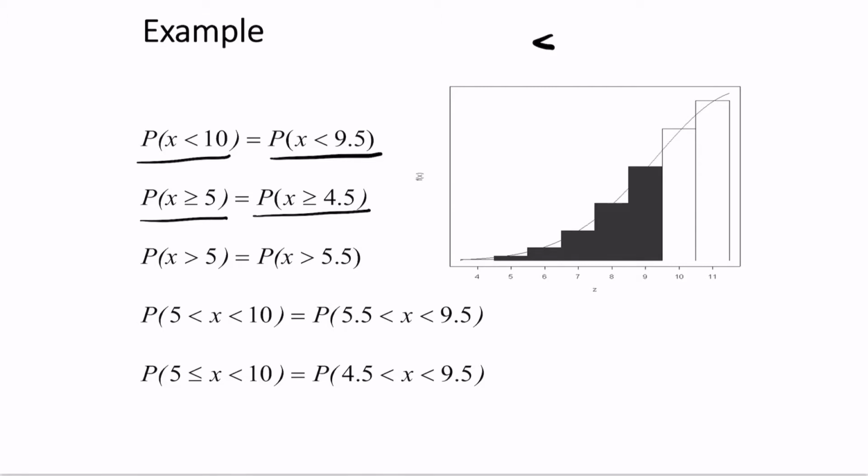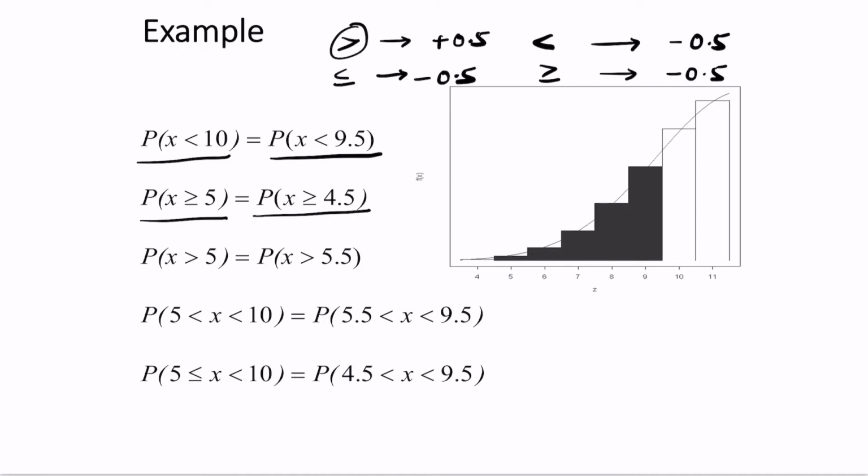Remember that when you use less than, subtract 0.5, and when you use greater than or equal to, also subtract 0.5. When you use just greater than, then add 0.5. And when you use less than or equal to, also subtract 0.5. So the only case where you would use plus 0.5 is when you have greater than. Remember this idea and it will probably make it easier to solve the problem.